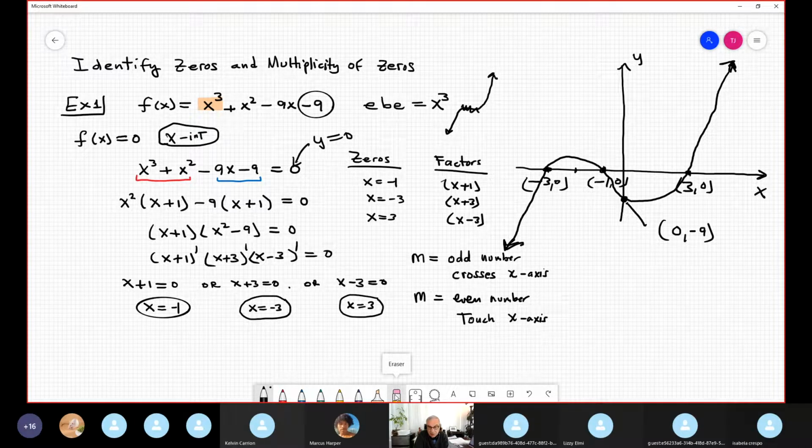When the multiplicity is 1, you see that the graph crosses the axis. Look, crossing means this: cross it, and cross it. In example number 2, it doesn't cross, it touches. But wait, relax. Let's see this graph in detail in Desmos. Let me share my screen, switching to Desmos.